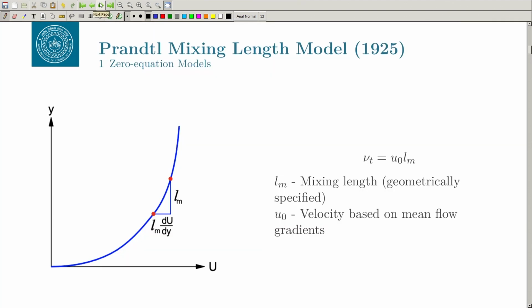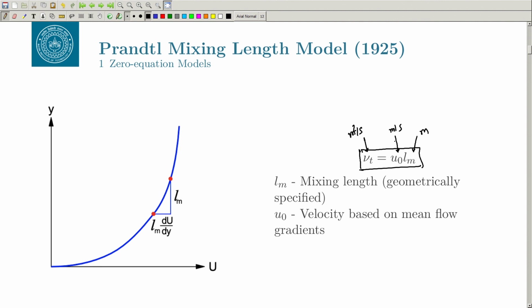eddy viscosity. As we have been discussing, it is not a property of the fluid, it is a property of the flow. So, it has to be determined from the flow somehow. And we looked at earlier that we are looking for two scales for the viscosity. One is the velocity scale and another is the length scale. This is your kinematic eddy viscosity nu_t, which is meter square per second, and then you have the velocity which is meter per second, and the length scale which is meter. So, that will give you the meter square per second.